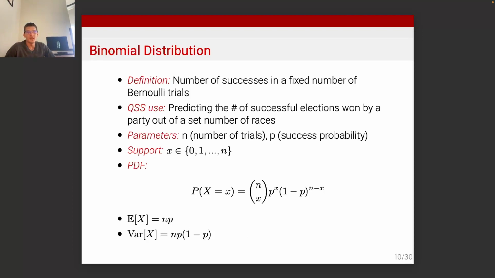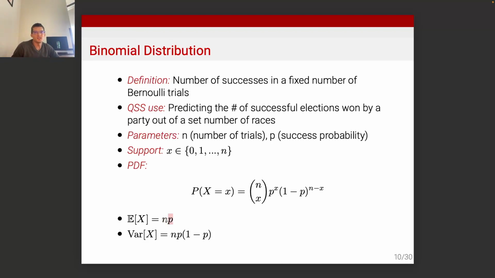You can see that as the number of trials goes up, so as n goes up, the expected value of x goes up too. In other words, if you have more and more elections, the number of electoral victories goes up too, which makes sense. If you're thinking about a country, you would expect that, all else equal, the Republicans would win more in a situation where there were 1,000 elections compared to when there were 10 elections. The more elections you have, the more elections that you're expected to win, all else equal.